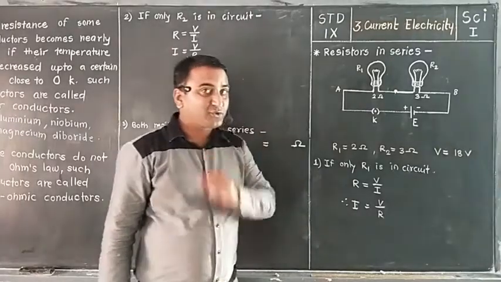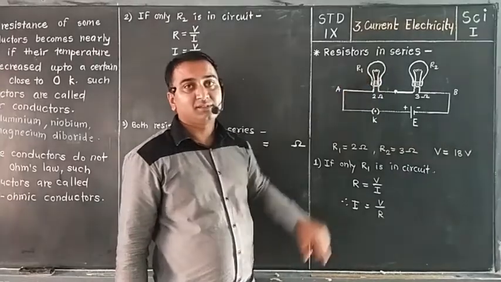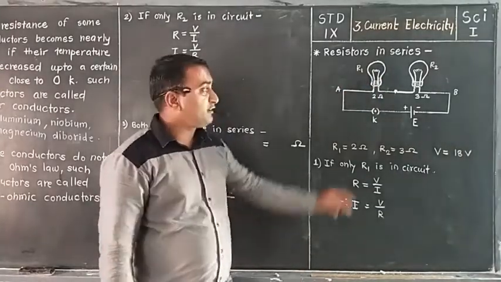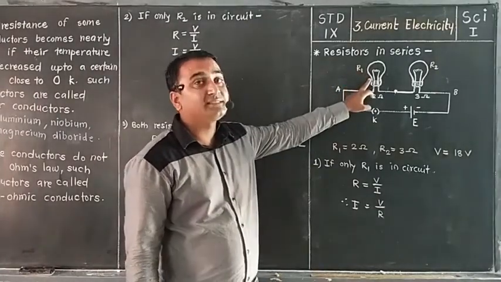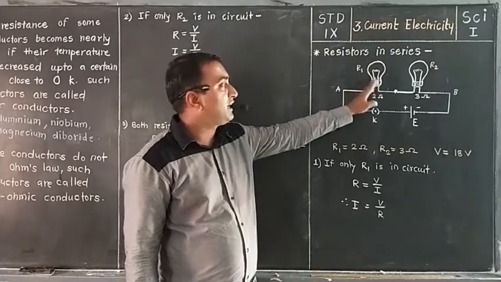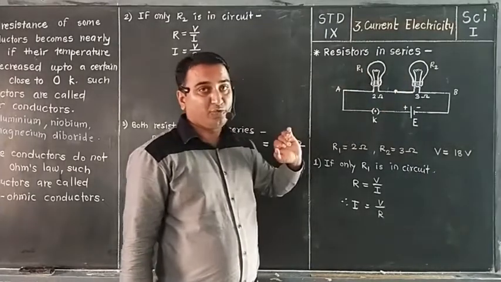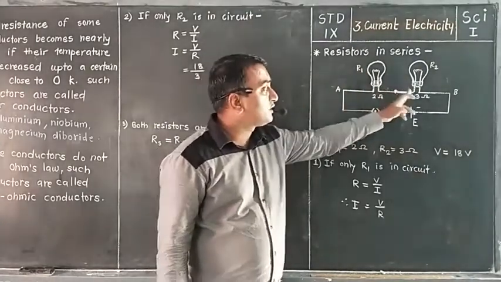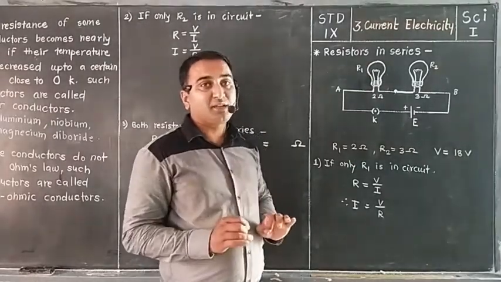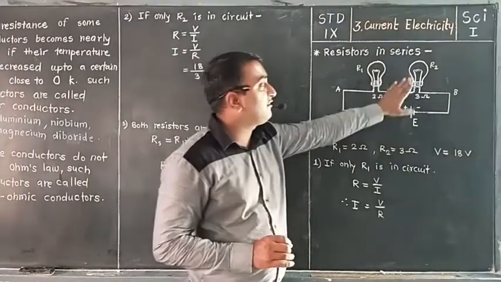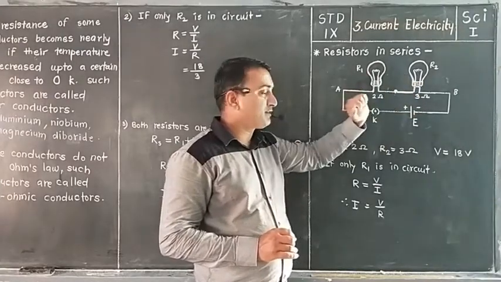Some more things we should discuss here. If one of these bulbs does not function, then definitely the circuit gets broken, and because the circuit has no continuity, electricity will not flow. So if you are connecting both the bulbs in series, that means you have to take work from both bulbs at the same time. If any bulb gets fused, then definitely electricity will not flow. That is the part of discussion.